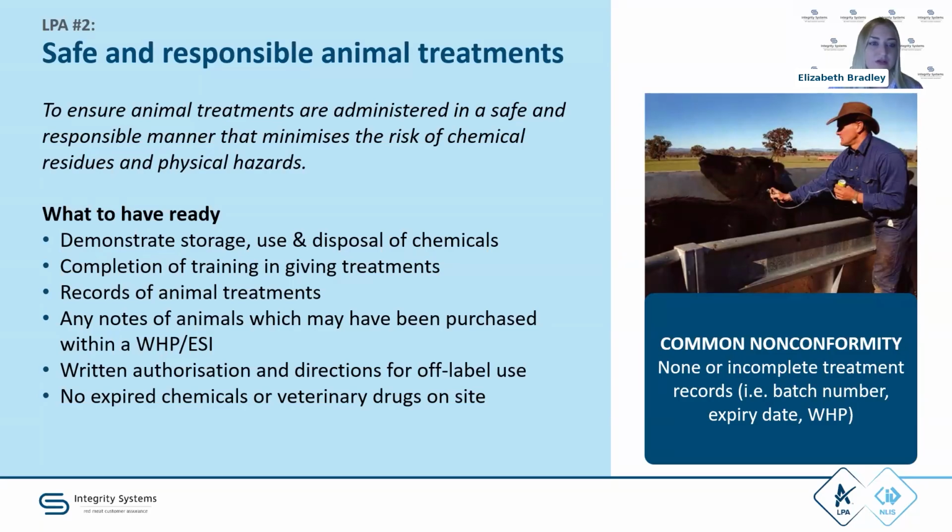Other bits and pieces are around making sure people giving the treatments are trained, keeping really good records around your animal treatments, and if you do have animals that you've purchased and they were in a withhold period or an interval around a treatment, to be aware of those before you can sign them. If you're using drugs or veterinary products off label, it's important to get veterinary advice and keep that on hand as well, because that is a legal requirement in states and territories. But that's sort of the requirements to have ready.